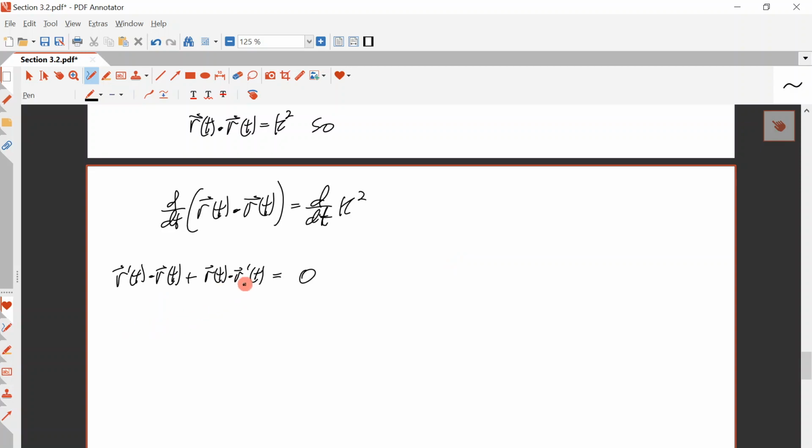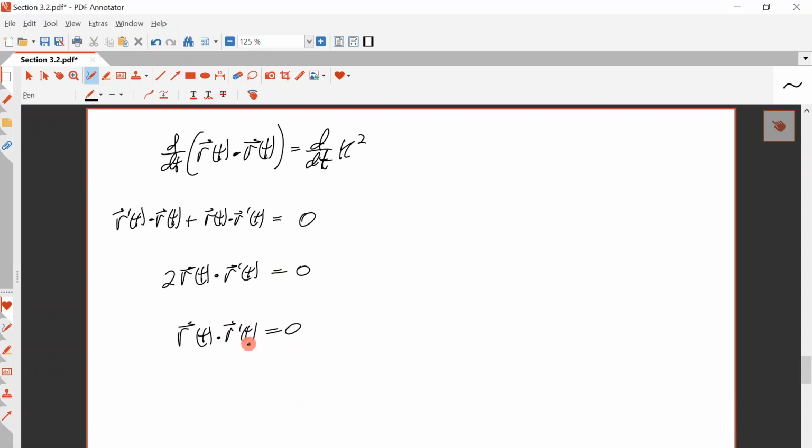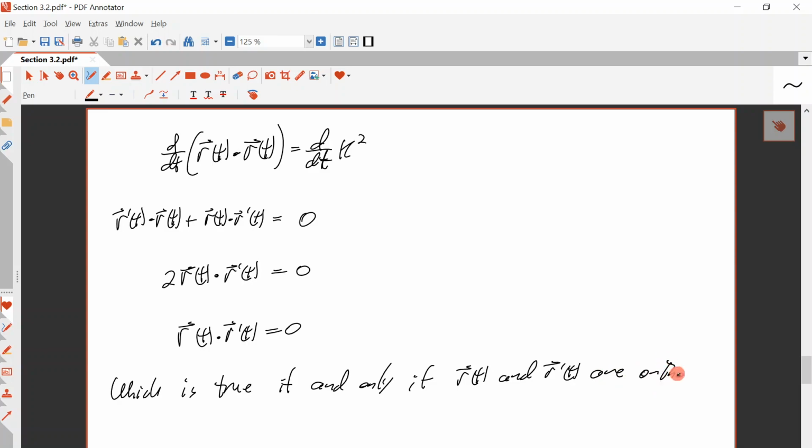But because dot products are commutative, this is just 2 r of t dot r prime of t is equal to 0. So then dividing by 2, r of t dot r prime of t is equal to 0, and the dot product of two vectors is 0 if and only if the vectors are orthogonal. So which is true if and only if r of t and r prime of t are orthogonal. All right, our desired result.